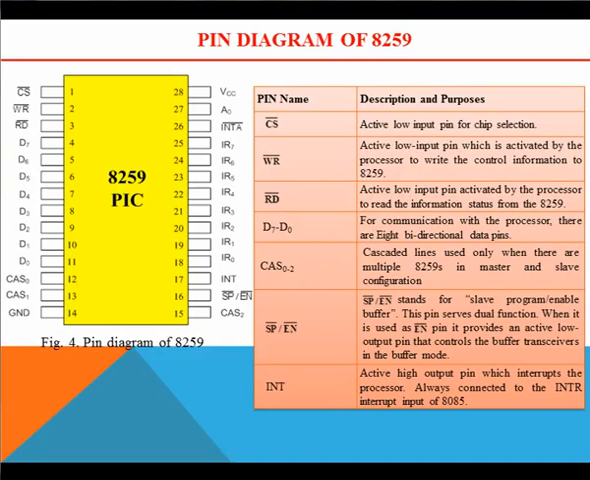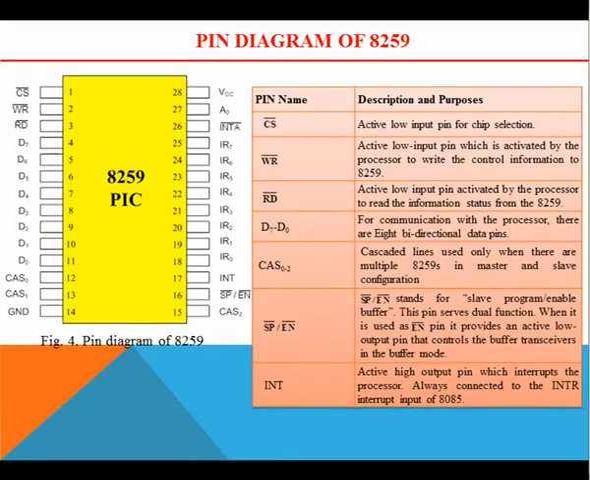Here, the first pin is CS bar, which is called the chip select pin, which is an active low input signal. When 8259 is ready to use, a low signal is applied at this pin. A low on this pin enables read and write communication between CPU and 8259A. The signal is made low by decoding the address assigned to this chip.